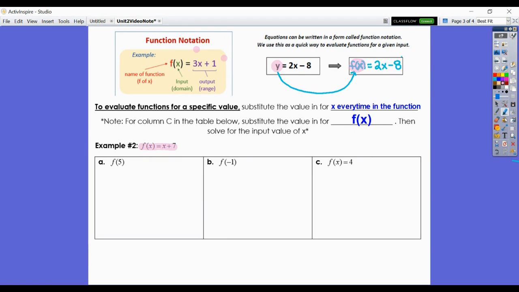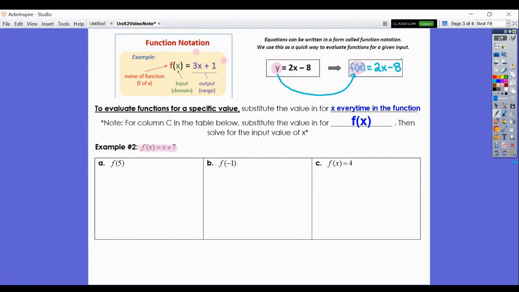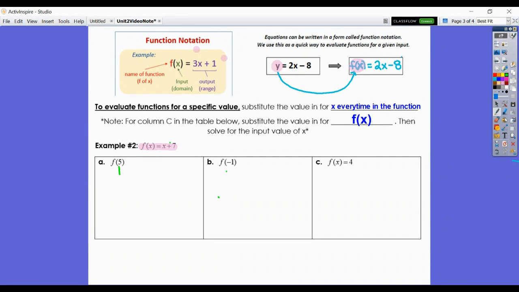For example A here, we have f of 5. So right away, I'm going to establish that x is going to be 5 here. That means every time I have x in my function, I'm going to erase it and replace it with the 5 that I know to be my input here.